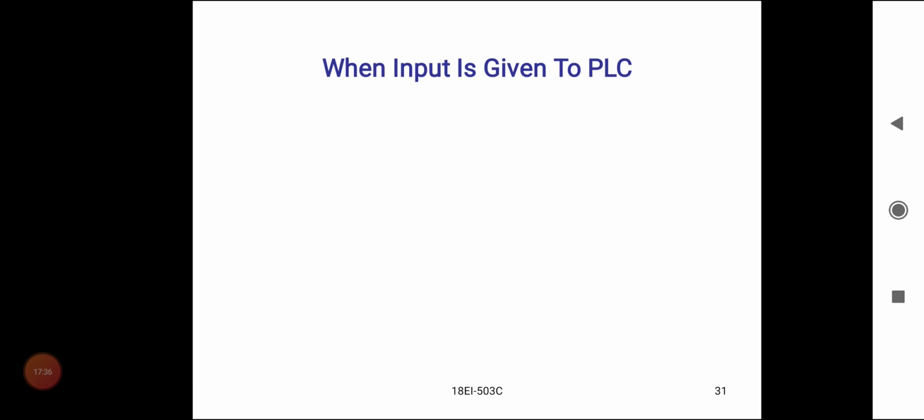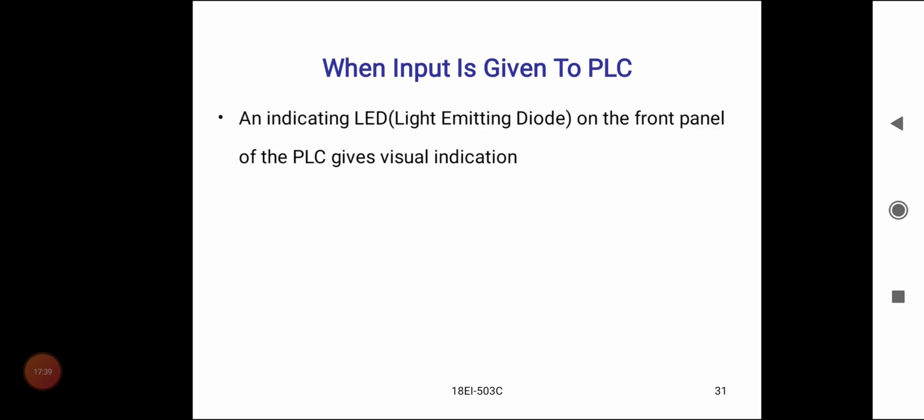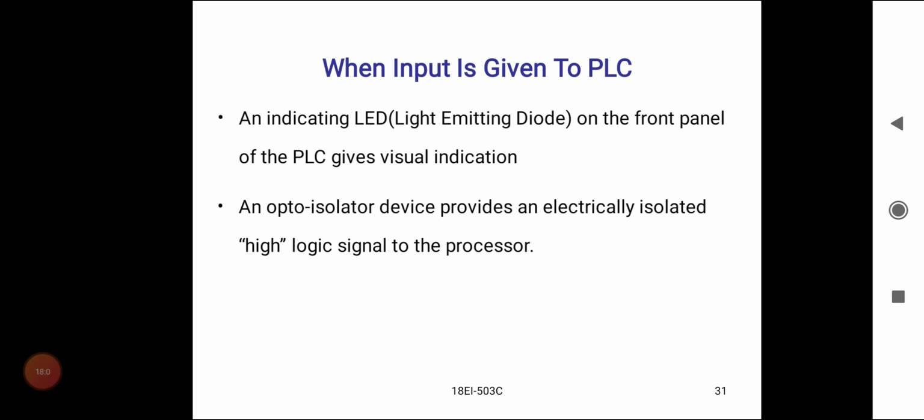When input is given to the PLC, an indicating LED, light emitting diode, on the front panel of the PLC gives visual indication. An opto-isolator device provides an electrically isolated logic signal to the processor. Output signals are generated by the PLC processor.